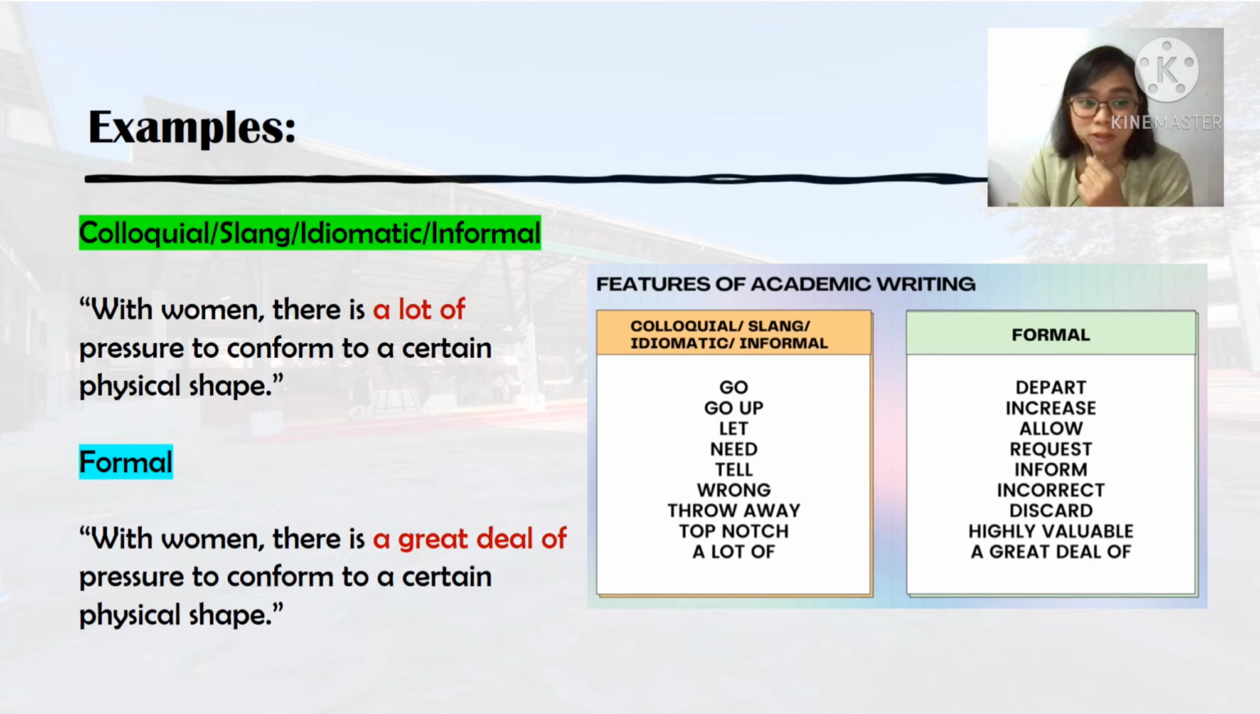Let's now look at the sample sentence. Under colloquial, we have the sample sentence: With women, there is a lot of pressure to conform to a certain physical shape. Instead of using the phrase a lot of, to make it formal, we use: with women, there is a great deal of pressure to conform to a certain physical shape.